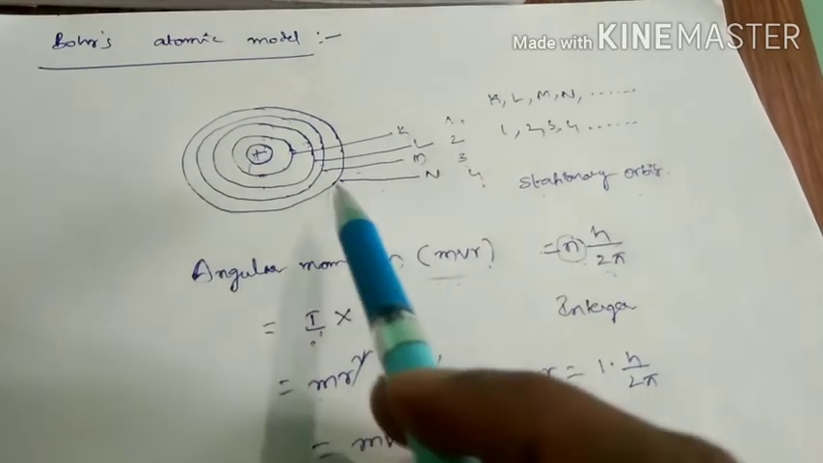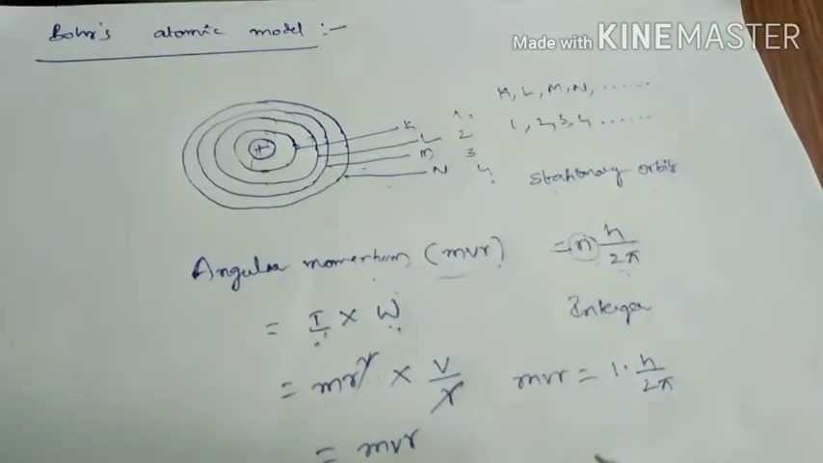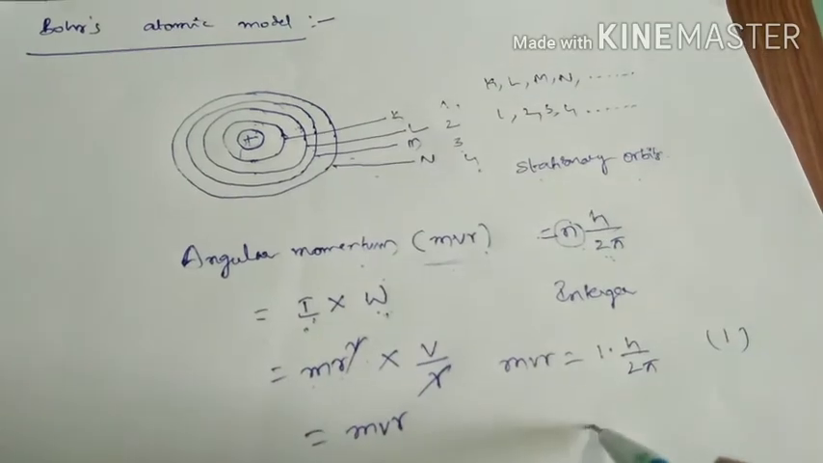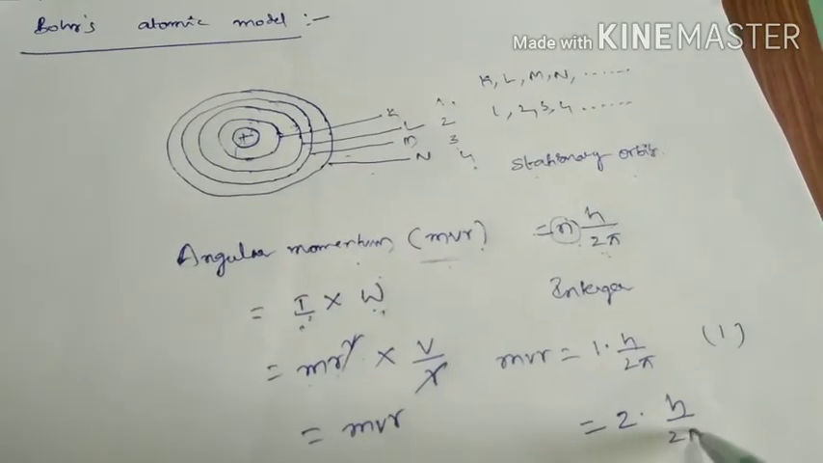Suppose the electron revolves in the second orbit, then the angular momentum is 2 into h by 2 pi.